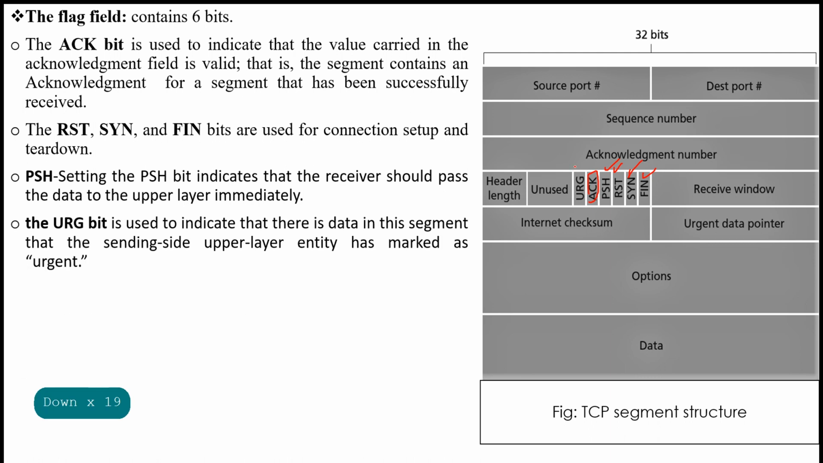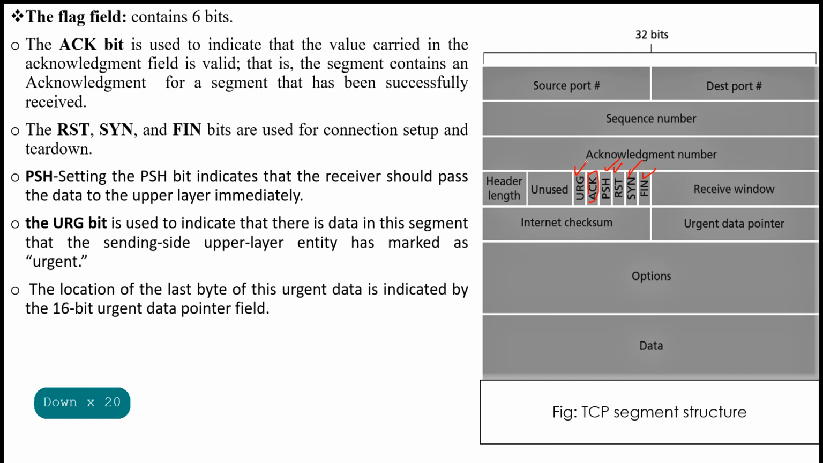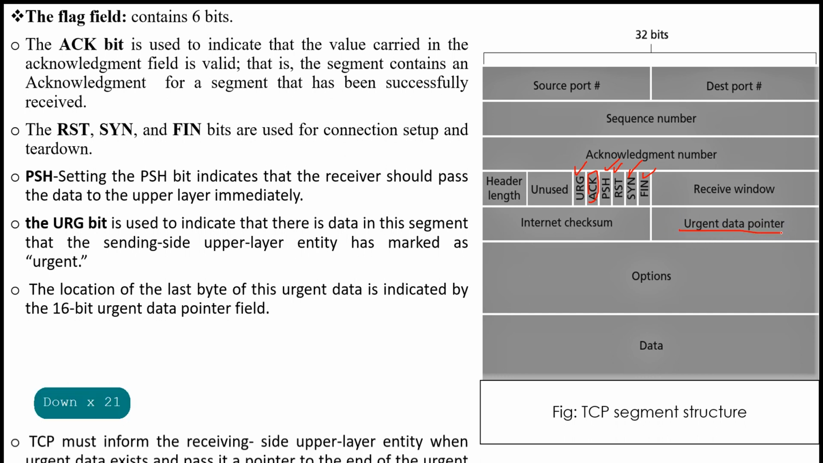URG bit. It is used to indicate that there is data in this segment that the sending side upper layer entity has marked as urgent. The location of the last byte of this urgent data is indicated by the 16-bit urgent data pointer field.